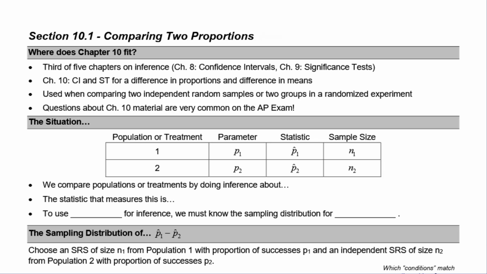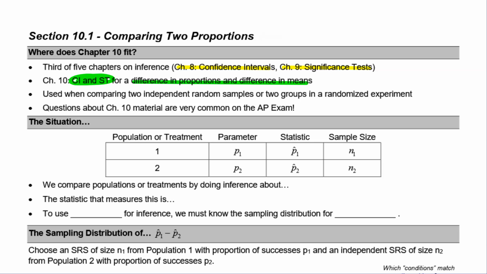Okay, so where does chapter 10 fit? This is the third of 5 chapters on inference. We've already done confidence intervals in chapter 8. We've done significance tests in chapter 9. And then what happens here in chapter 10 is we do both confidence intervals and significance tests for a difference in proportions and a difference in means. And we're going to use these when comparing 2 independent random samples or 2 groups in a randomized experiment.